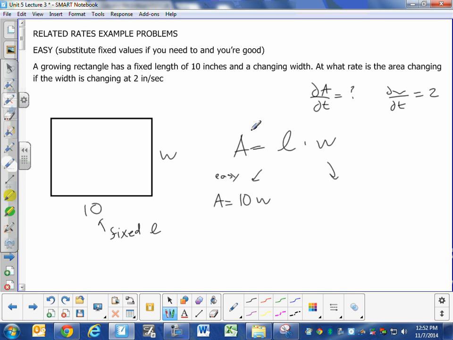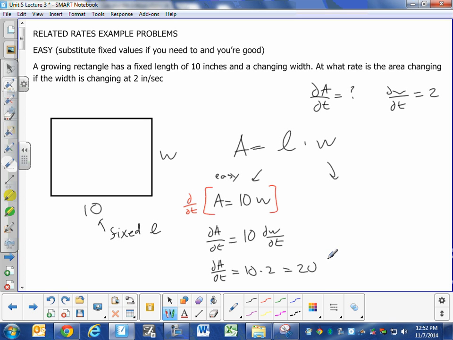Now, I have all my information down. I know what I'm trying to find. I can go ahead and take the derivative with respect to t of this. The change in my area is equal to 10 times the change of my width. The change in my width is 2 inches per second. dA/dt is equal to 10 times 2, or 20 square inches per second. Why is it? Because this is 10 inches and this is 2 inches per second, giving me inches times inches, which is inches squared.